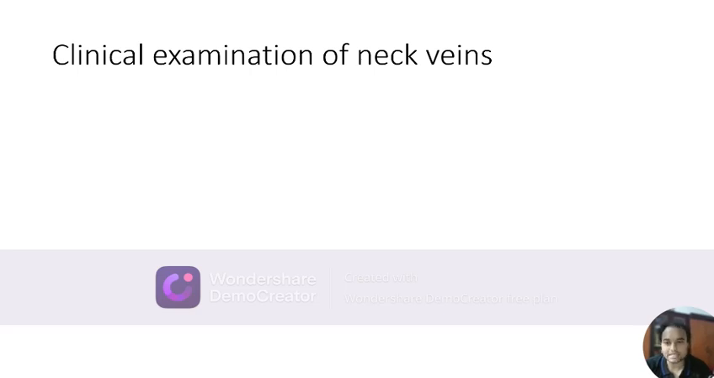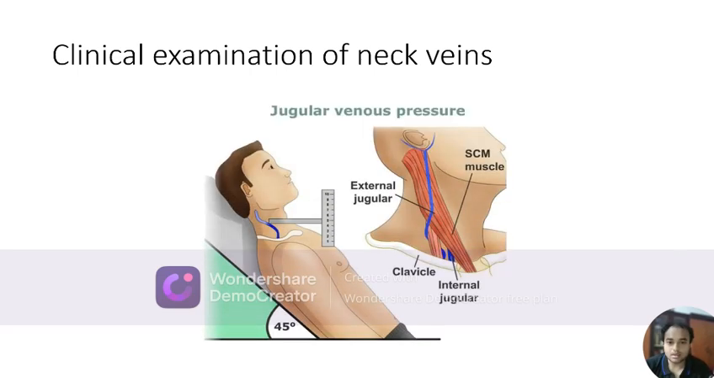Now, how do we clinically examine the neck veins? To examine the neck veins, the patient is made to lie at an angle of 45 degrees with the horizontal. The upper level of the jugular venous pulsation is measured from the level of the sternal angle, and this is considered to be the height of the jugular venous pulsation. The internal jugular vein is observed between the two heads of the sternocleidomastoid muscle at the root of the neck, which is shown in the diagram.